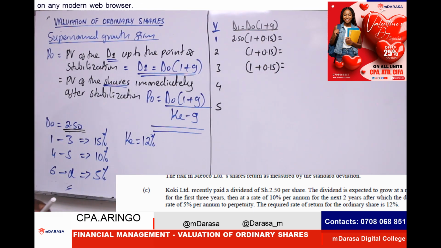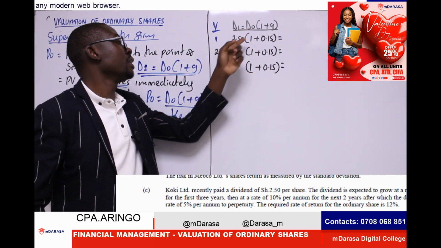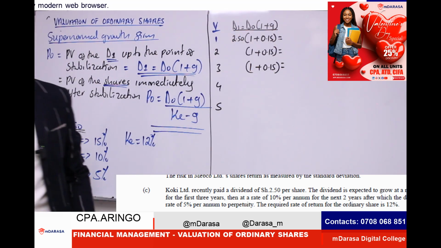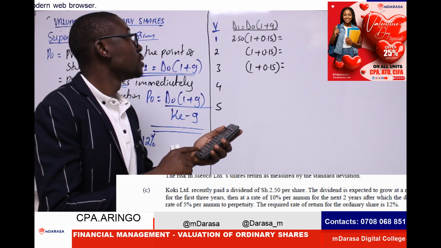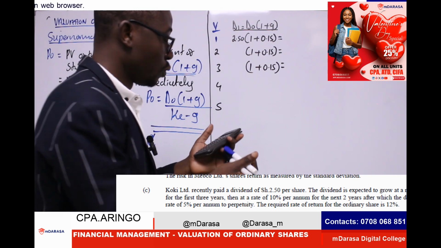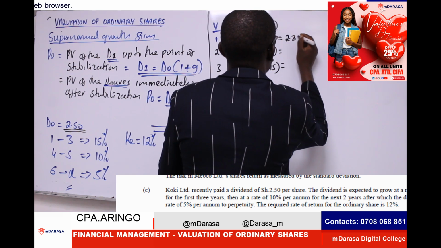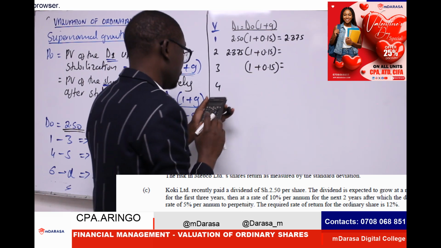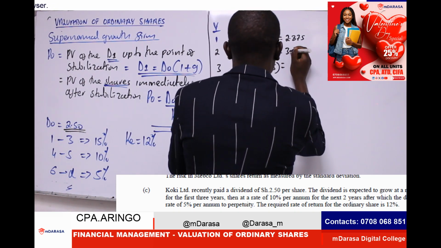The D0 in year 2 will be whatever we determine in year 1. Therefore, we must determine our dividend for year 1, which is 2.50 times 1.15, giving us 2.875. That is what Mwalimu is getting. Then 2.875, which is what we are going to take here, times 1.15, which will give us 3.31.